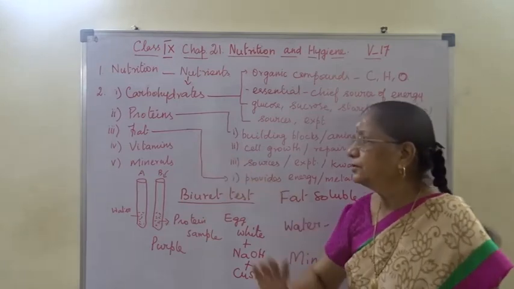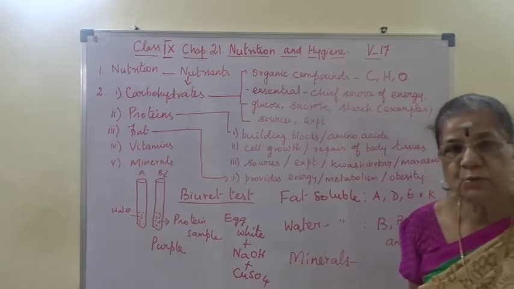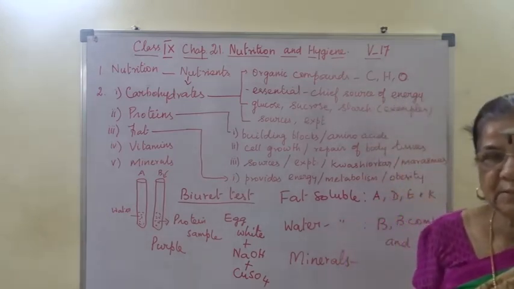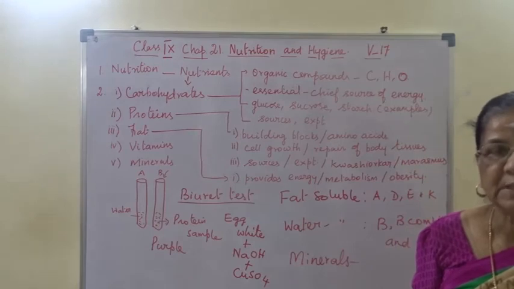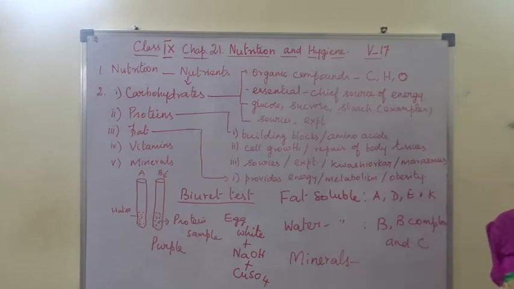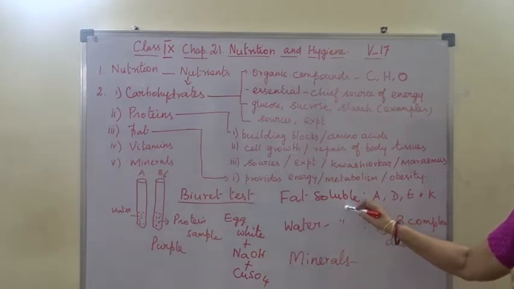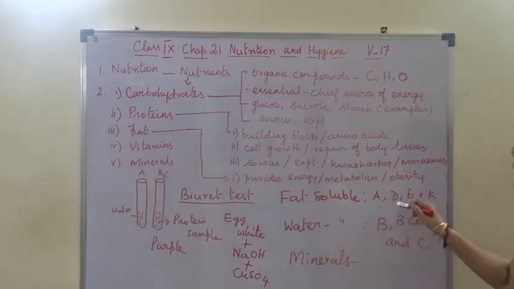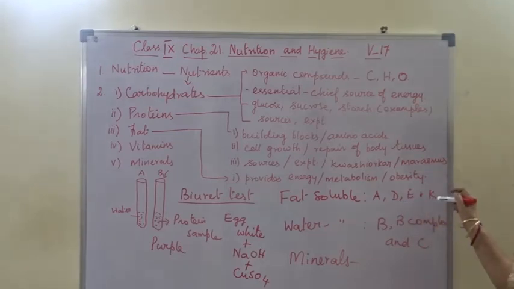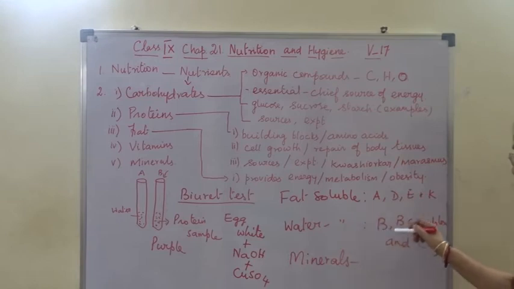And then vitamins are required in very minute quantity, and the term vitamin was coined by the scientist Dr. Funk. There are 2 categories of vitamins: fat soluble vitamins and water soluble vitamins. Fat soluble vitamins are vitamins A, D, E, and K. Whereas water soluble vitamins are vitamin B complex and C.